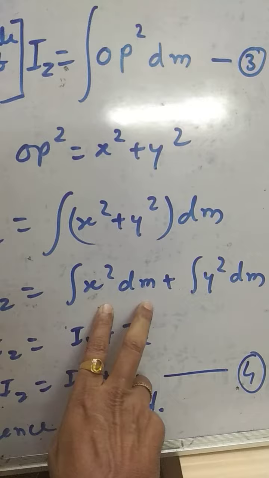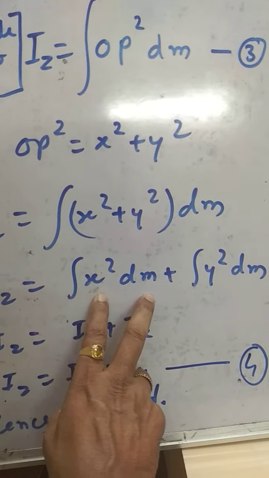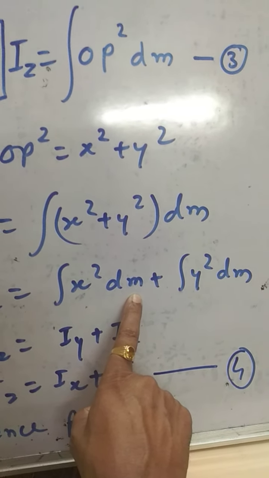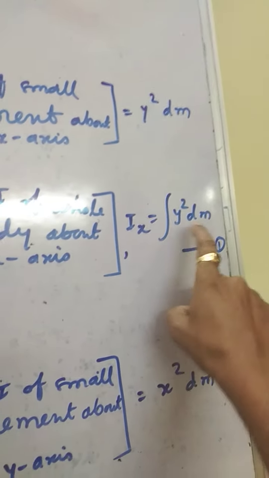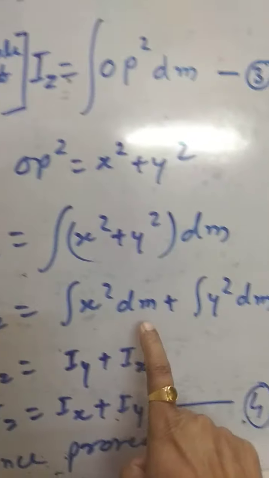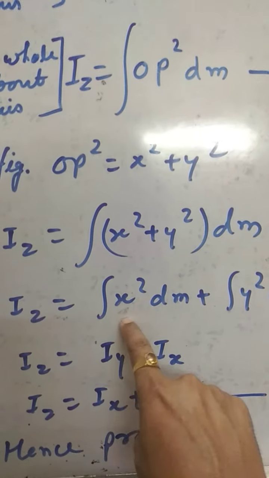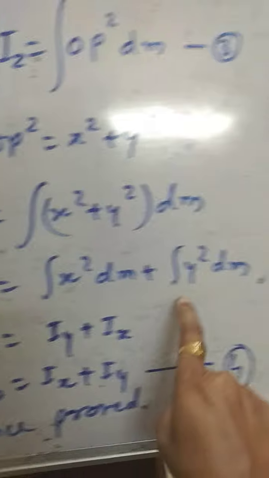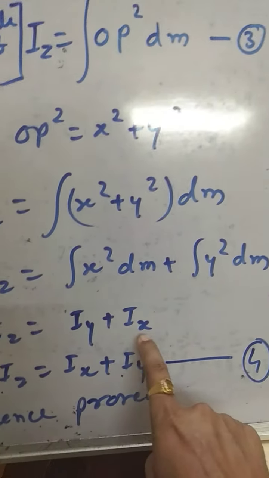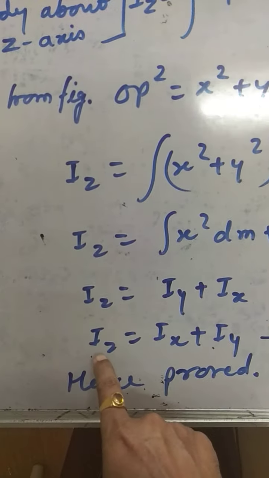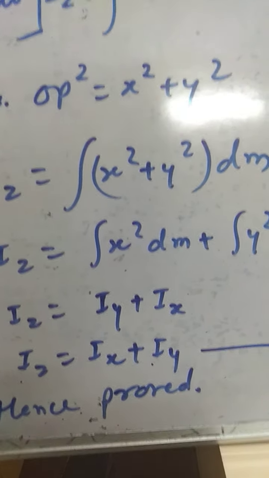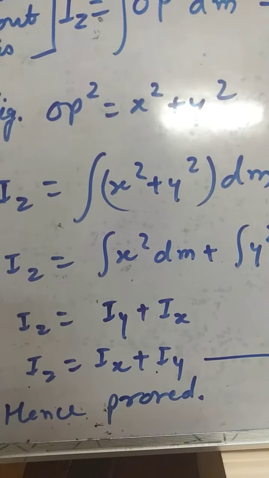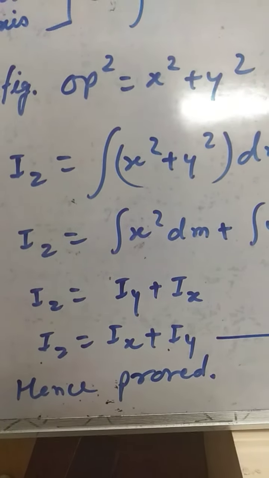But from equation 2, integration of x square into dm is equal to Iy, and from equation 1, integration of y square into dm is equal to Ix. So substitute these values. Therefore we can write here Iz is equal to Ix plus Iy. So this is the relation for the perpendicular axis theorem.